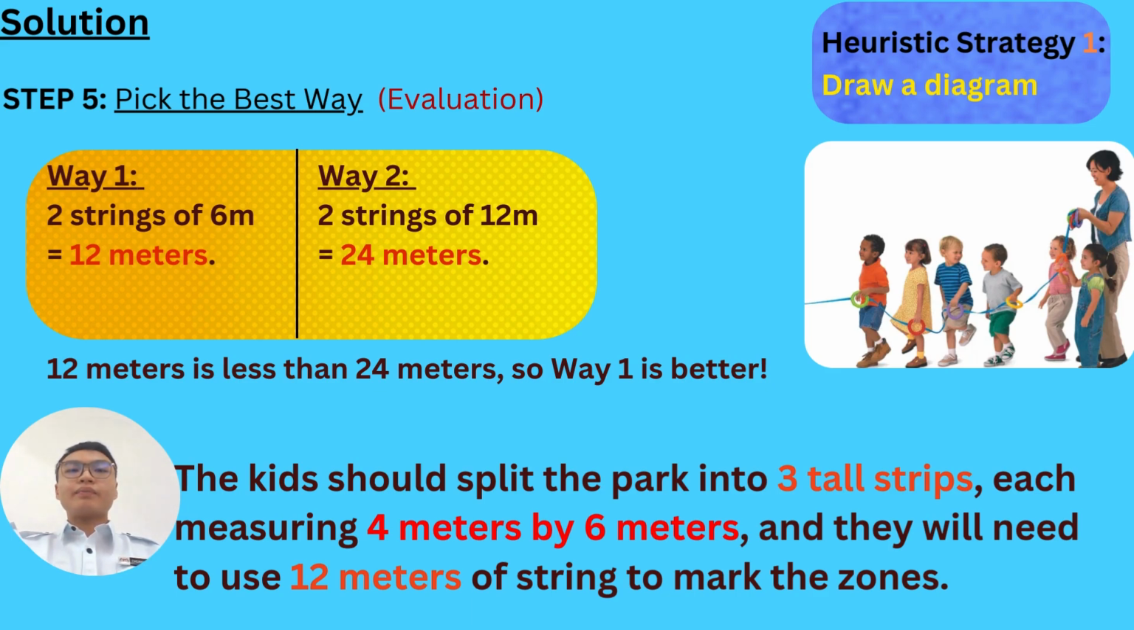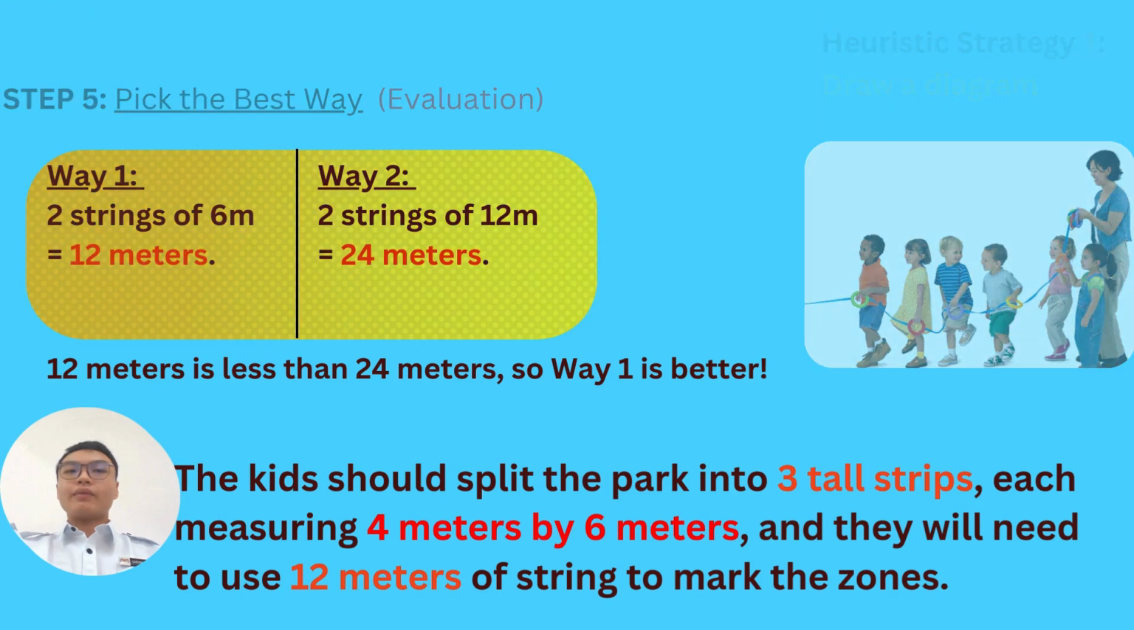In conclusion, the kids should split the park into 3 tall strips, each measuring 4 meters by 6 meters, and they will need to use 12 meters of string to mark the zones.